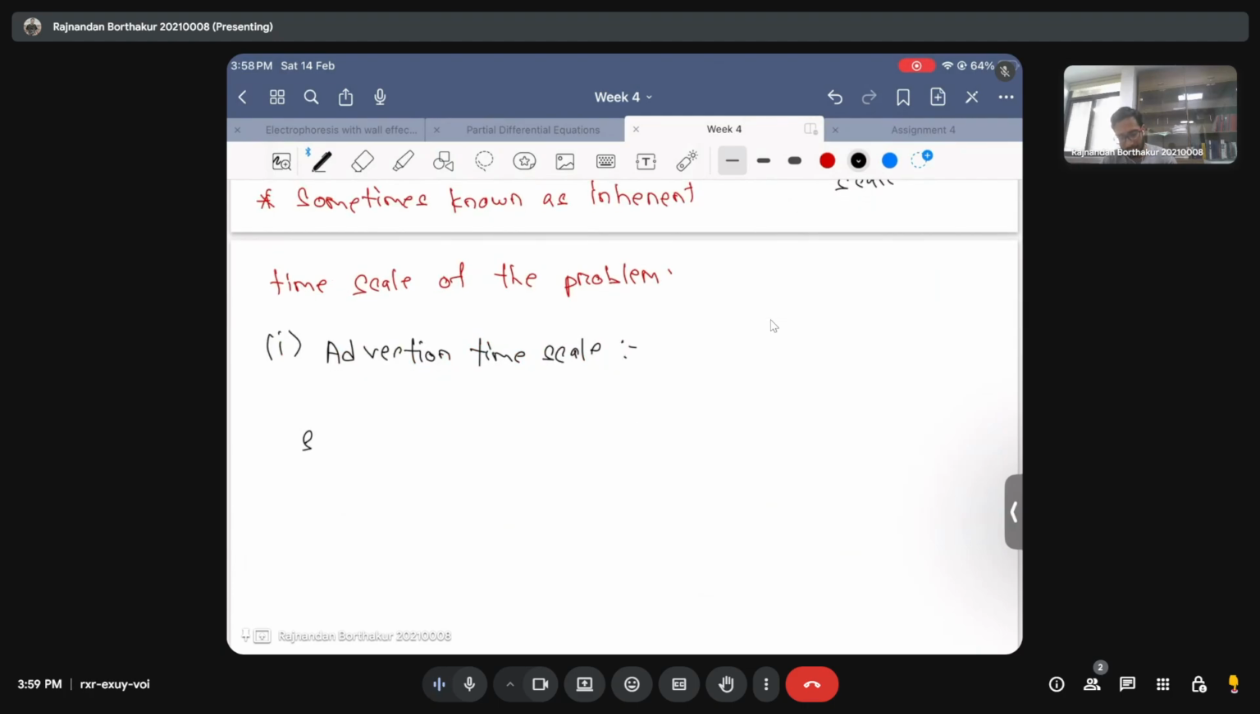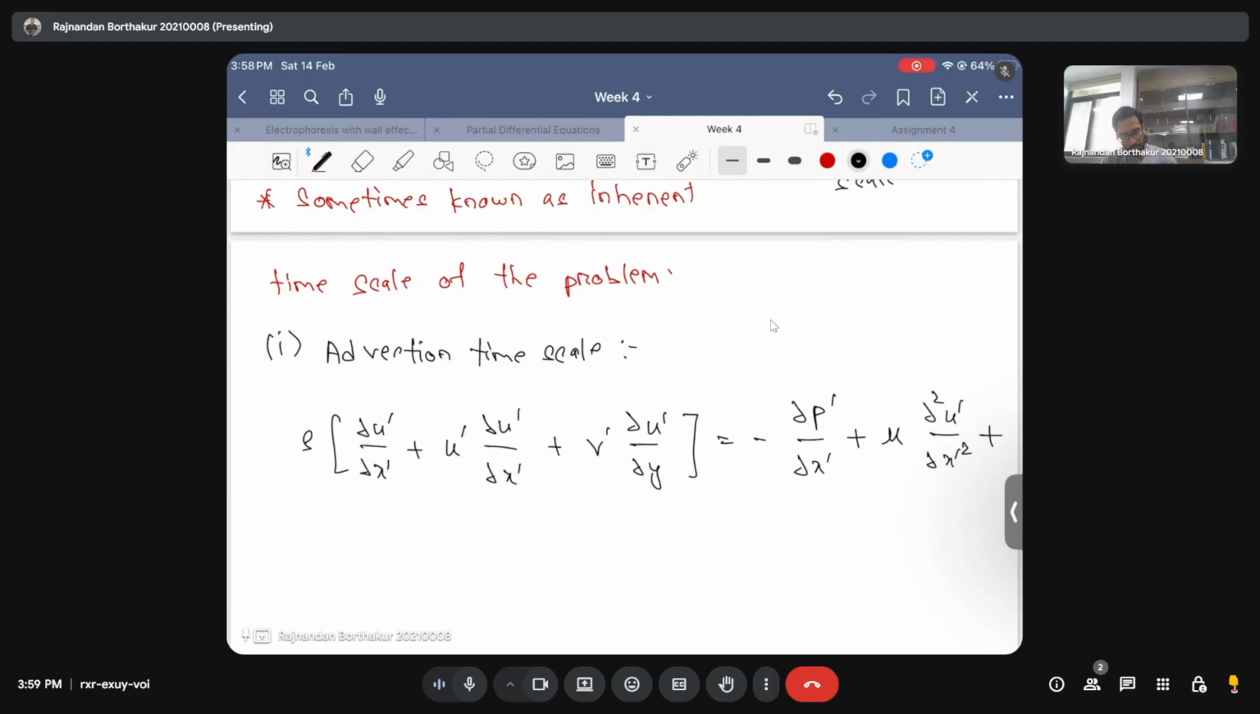For instance, let's say I just write down the x direction Navier-Stokes equation. Okay, I can then write it as something like this, where remember these dash quantities are just dimensional quantities. That's what I have written here. So this is u prime del u prime by del x prime plus v prime del u prime by del y prime, and then this is going to be equal to minus del p prime by del x prime plus mu times del squared u prime by del x prime squared plus del squared u prime by del y prime squared.